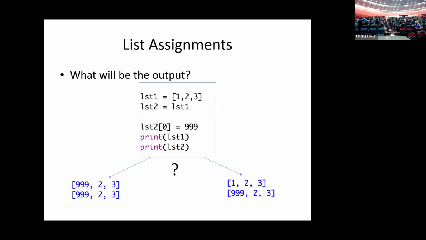List 2 index 0 means I use list 2 and change position 0 to 999. I can do that for a list. For any entry, you can anyhow change its value. I'll let you think about that first, okay? Would it be 999, 2, 3, or 1, 2, 3, or 1, 2, 3, 999, 2, 3? Let's explain the mechanism for this one first. Have you decided? Remember this yourself first. The answer is this one.